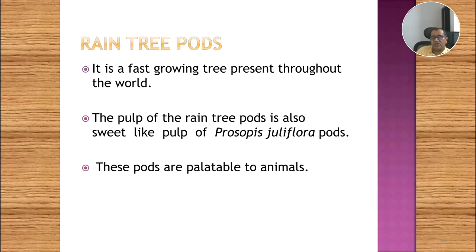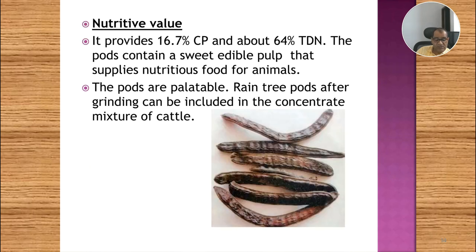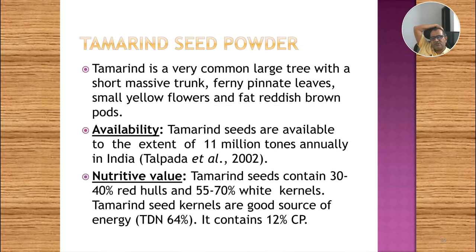Then the rain tree pods are also used as unconventional fodder. It is also called Prosopis juliflora, and these products are palatable to the animals. And these are all the rain tree pods. Some of these contain 16.70% crude protein and 64% TDN. The pods contain sweet edible pulp, and hence the cattle may like it. Hence, this can be included in the cattle feed to the extent of a maximum of 30%, not more than that.